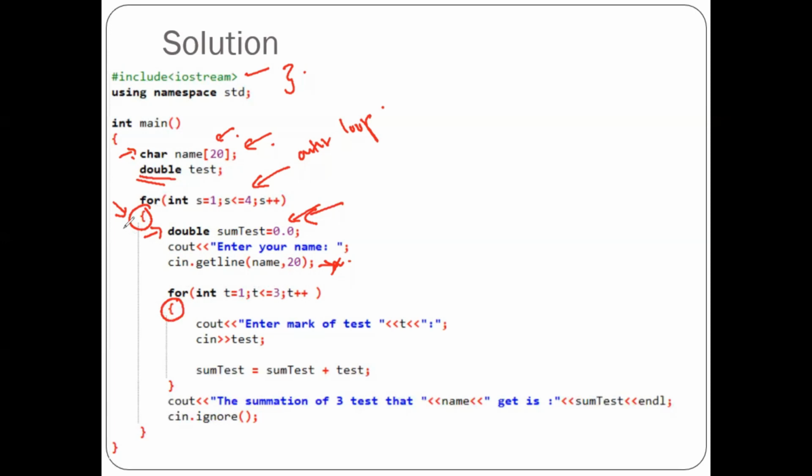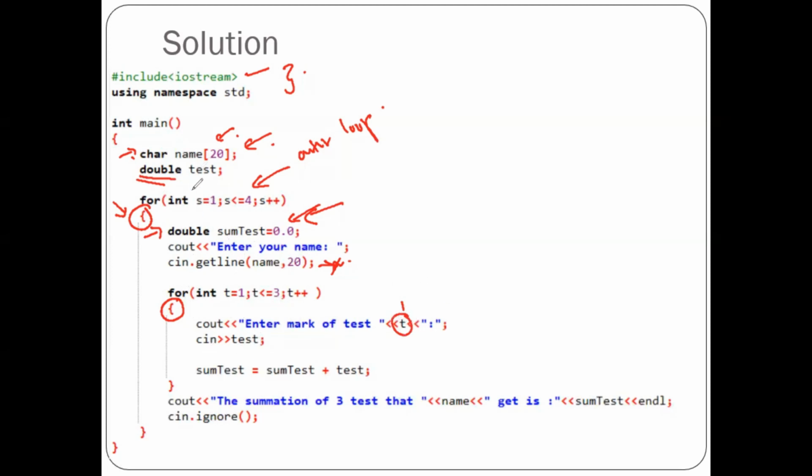Please don't close the curly braces for the outer loop, right? Please don't close it, because you want to put the inner loop inside the outer loop. So for the inner loop you need to open the curly braces. Inside here you need to ask the user to enter the mark of test T. T means test 1, test 2, test 3. That's what this T means.